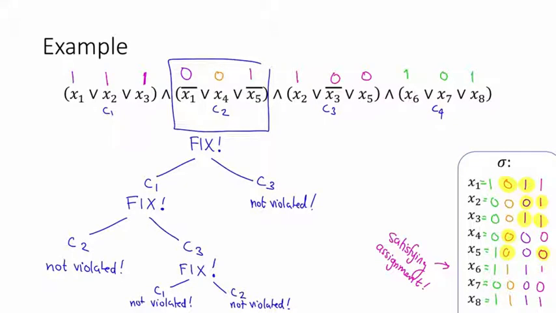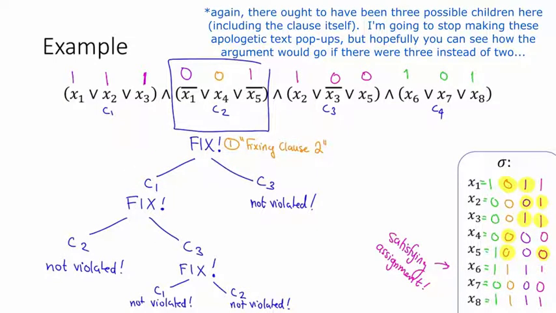So let's return to this example and see what this looks like. Just seeing what the print statements would be. The first print statement comes with this first call to fix. I'm just going to print fixing clause 2. Then I went down here, and I had to fix the first of 2 possible neighbors. So I'm going to print fixing the first child.